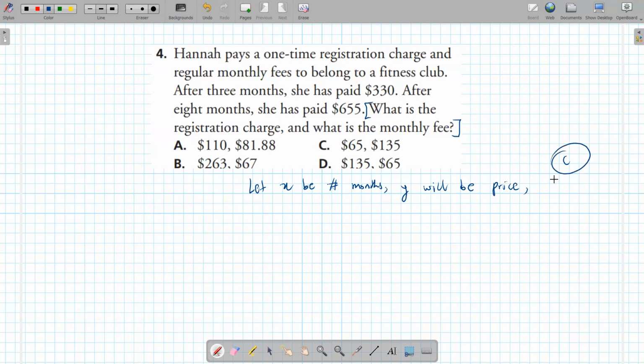So after 3 months, she paid 330, which means your price will be 330, right? So you get 330 equals, we don't know what the slope is, but we know it's been 3 months. So 3x and our constant C, that's the registration fee. Similarly, after 8 months, she's paid 655, which is the price that she's paid in total. What's the equation for this?